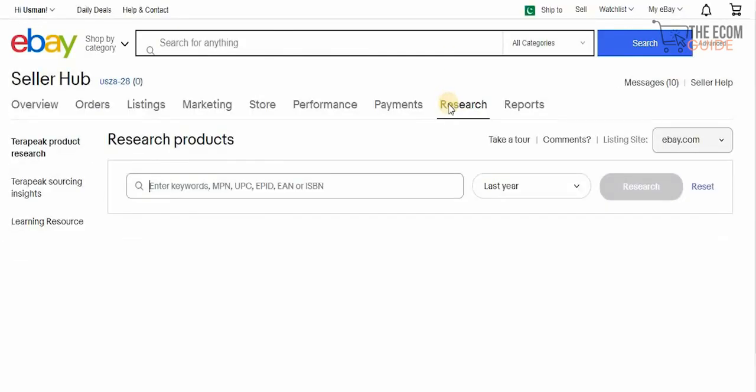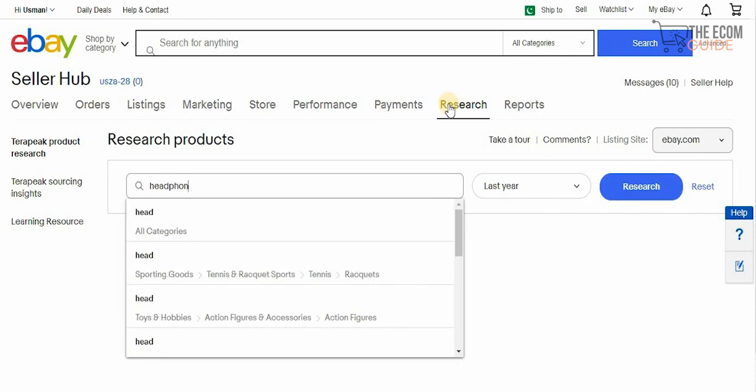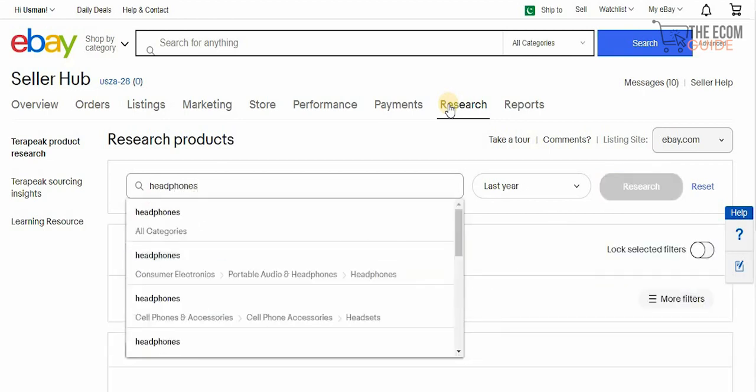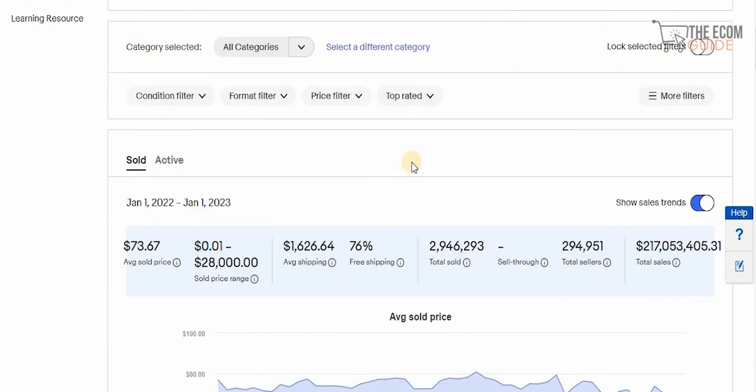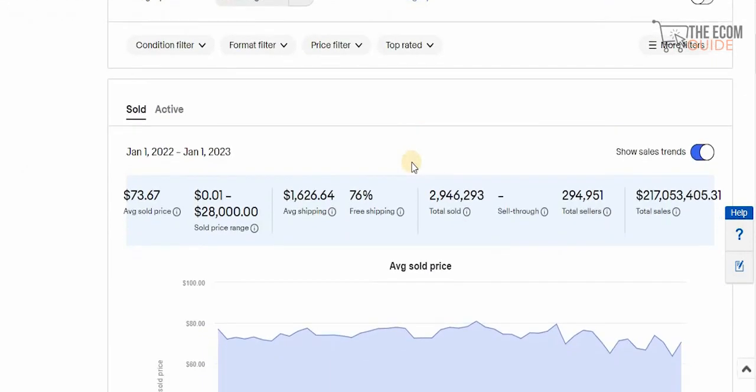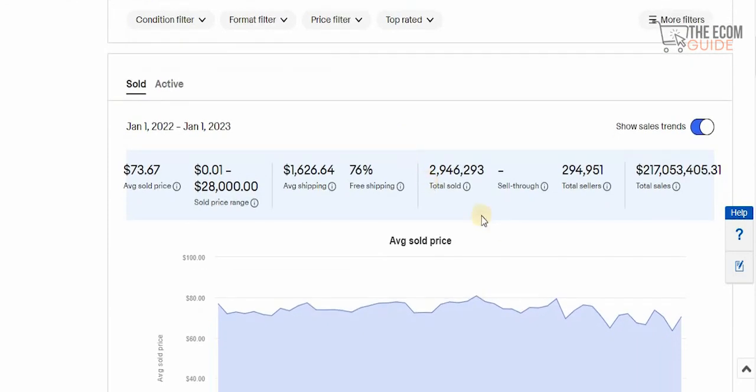Now what this does is it gives you a complete breakdown of what is happening on eBay. It gives you an eagle view of exactly if this niche is good or not. So let's search for headphones, for example, and see exactly what the niche is doing and how it worked in the last year. If you scroll down, you're going to see in 1 year the average price was $73.67 with free shipping for 76%. They sold 2.9 million. There are 294 sellers, and they made a total sale in 1 year combined of $217 million, guys. That is the total market sale.